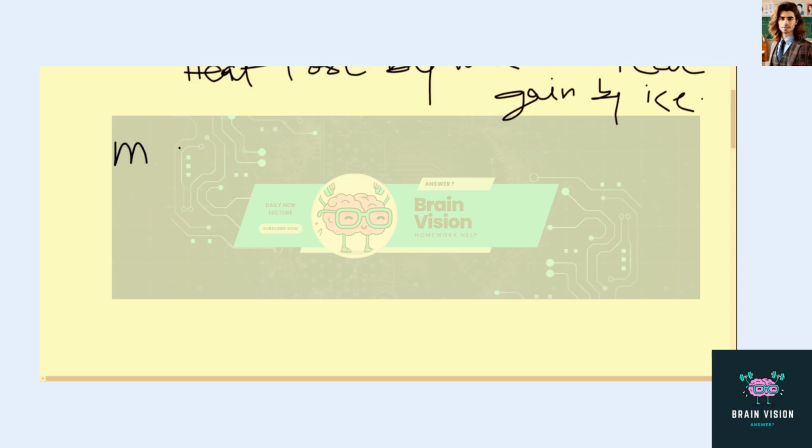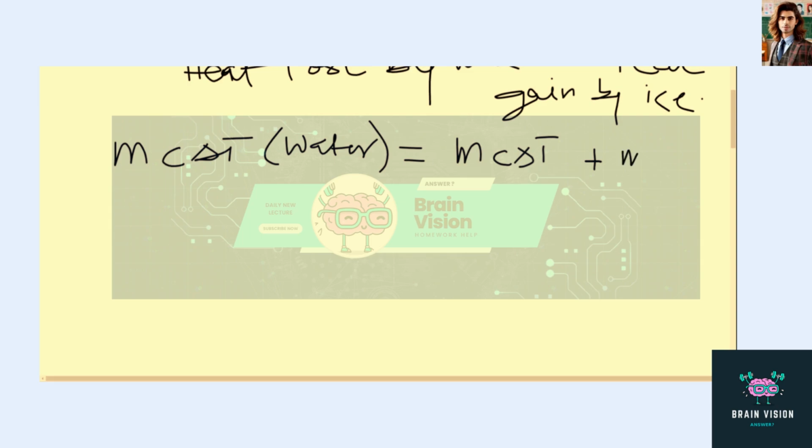So our equation will be mc delta T for water is equal to mc delta T for ice. And remember, as the ice receives heat, there is a point where it transforms from a solid state to a liquid state. For that reason, we'll include the latent heat of fusion, which accounts for the change of state without changing temperature.